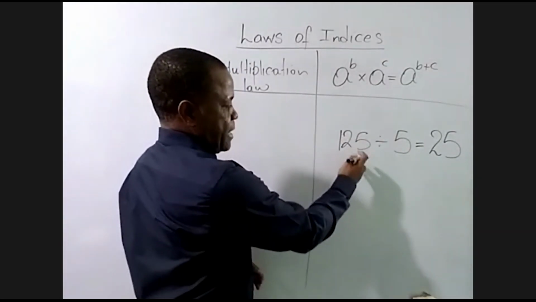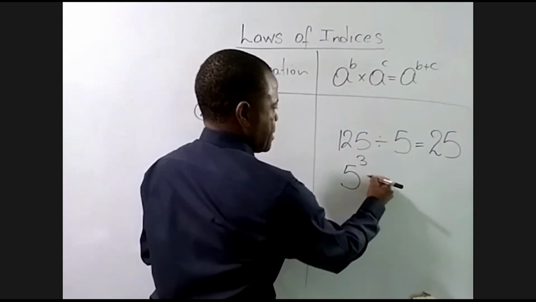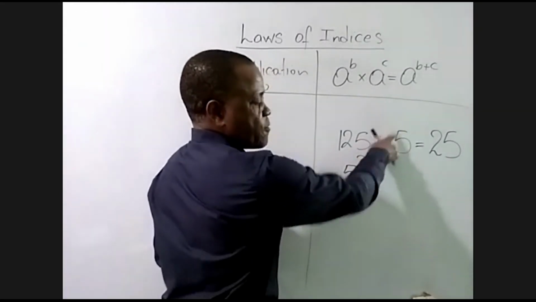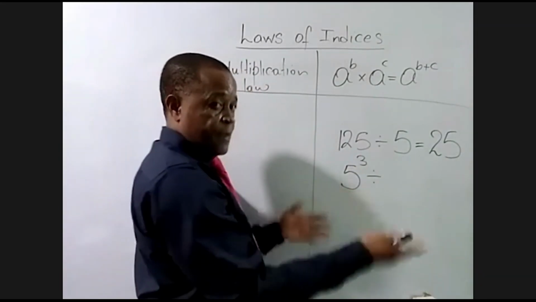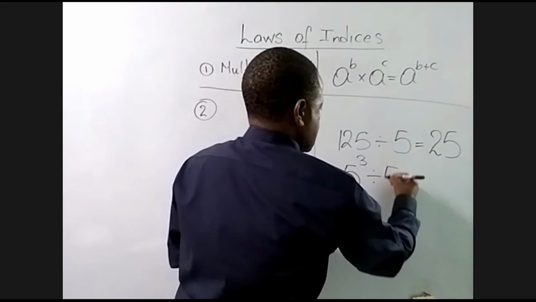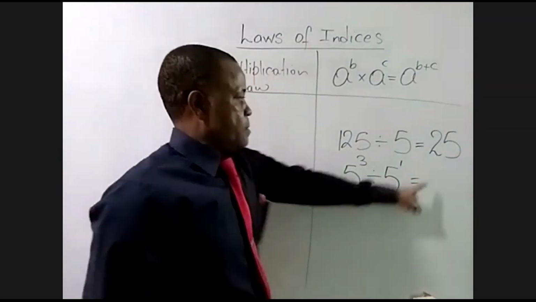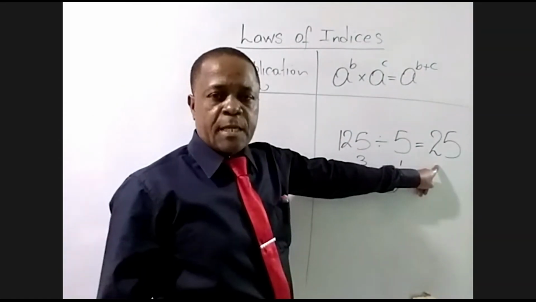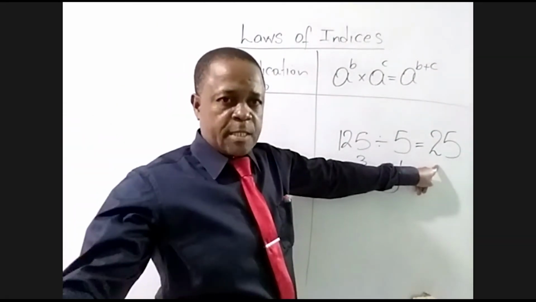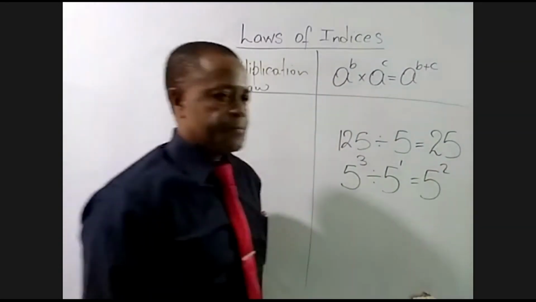Now, 125 would have been 5 to the third. Divide. Now, I cannot write 5 any other way than 5, so it's going to be 5 to the 1. All right, so this now becomes 5 to the first. And this now, 25, is the same thing as 5 to the second. So this becomes 5 to the second.